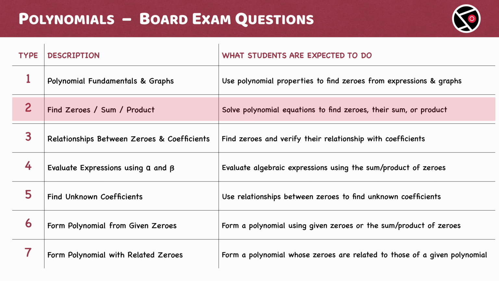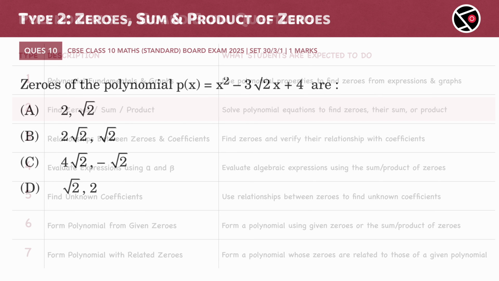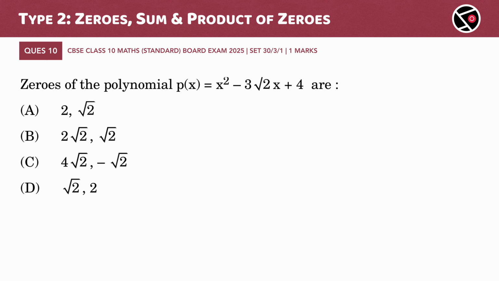In Type 2 questions, we are given a polynomial and we have to find its zeros, the sum of the zeros or the product of the zeros. With the right approach, you can solve most of these questions in less than a minute. So let's begin with the first Type 2 question. Pause the video and give it a try. Alright. Did you factorize the polynomial to find the zeros? If yes, let me show you a much faster approach.